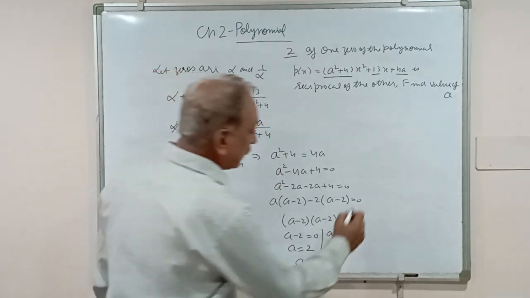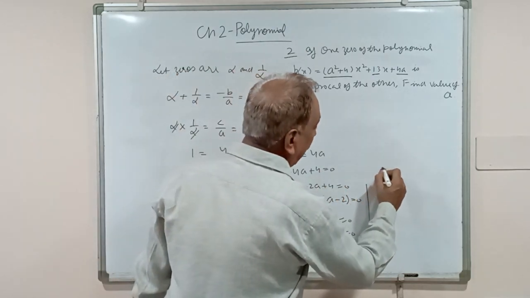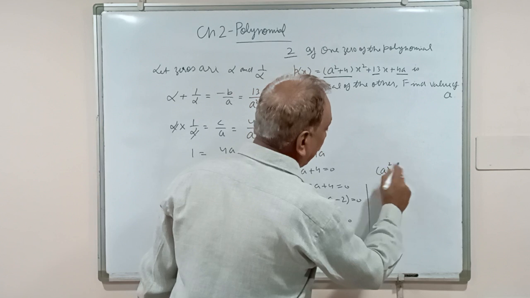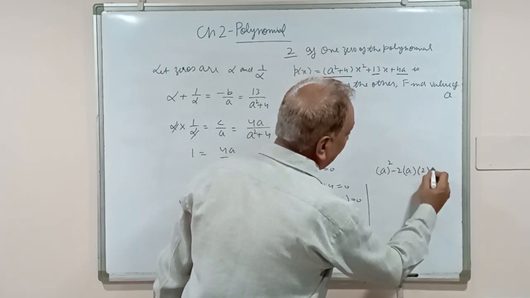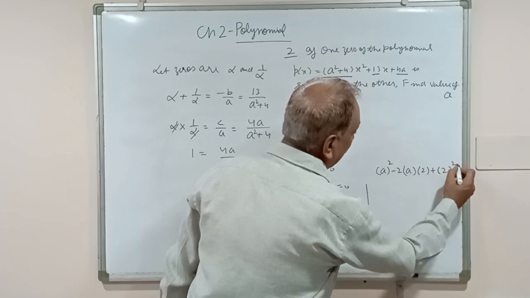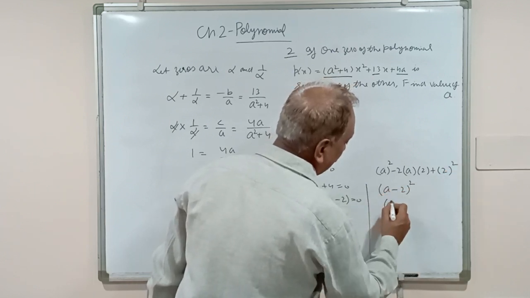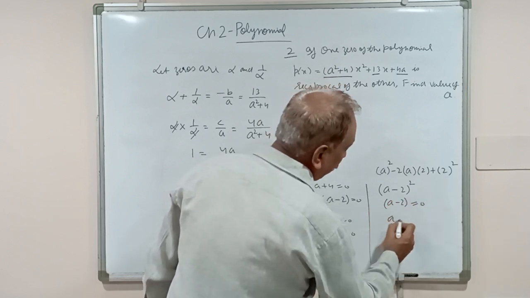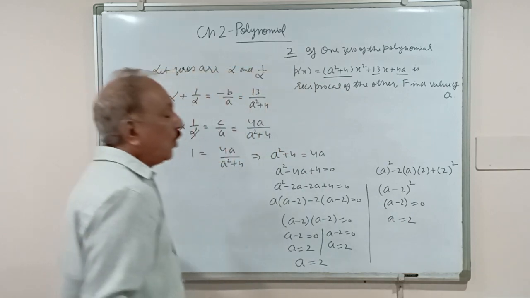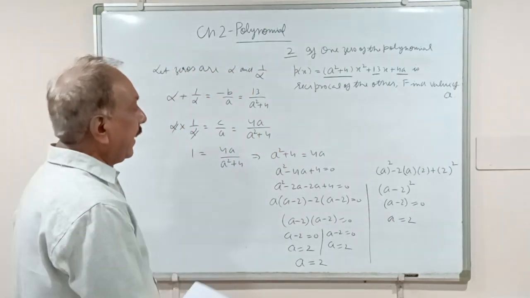The other method is we use the identity a square minus 2ab plus b square, this is a minus b whole square. a minus 2 is 0, so a equals 2. This is a very important question. Next part.